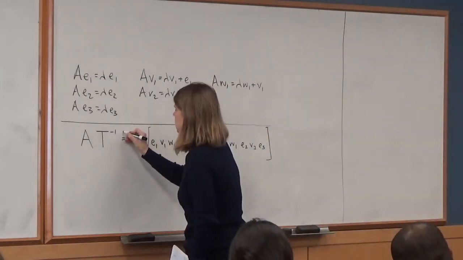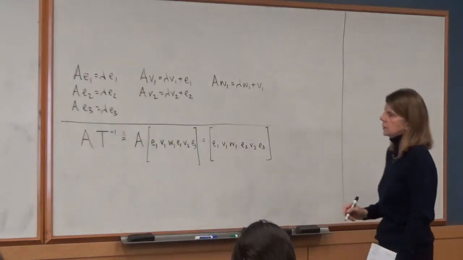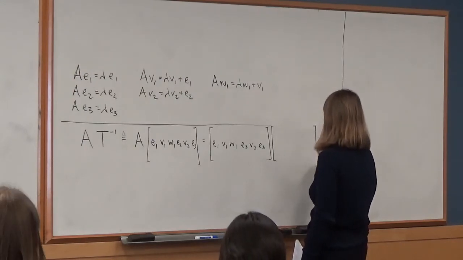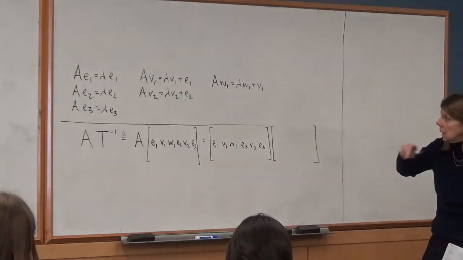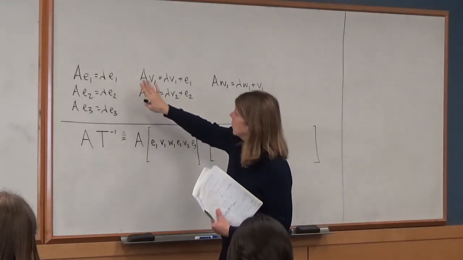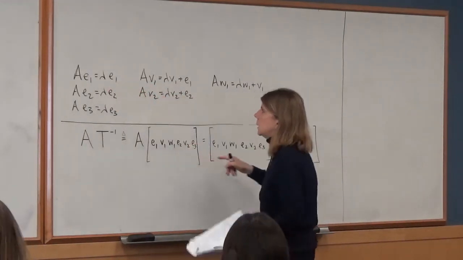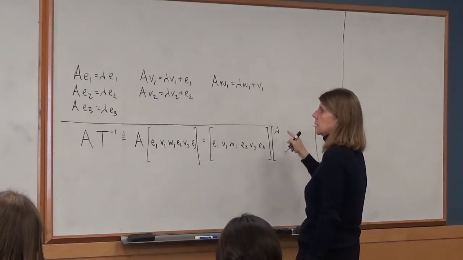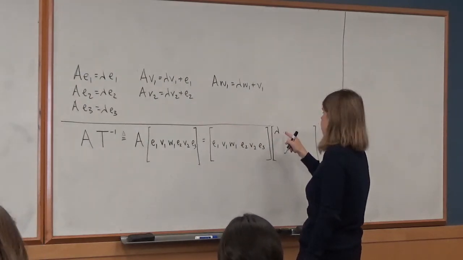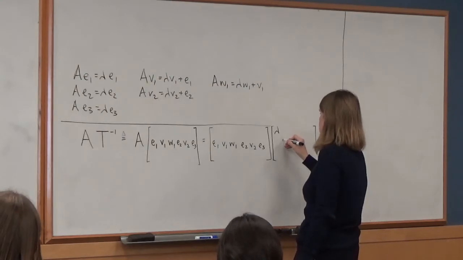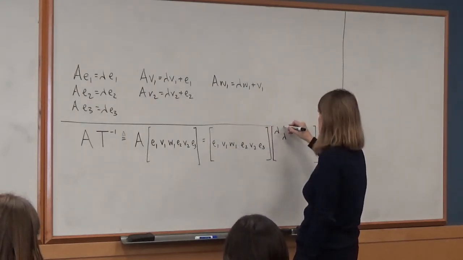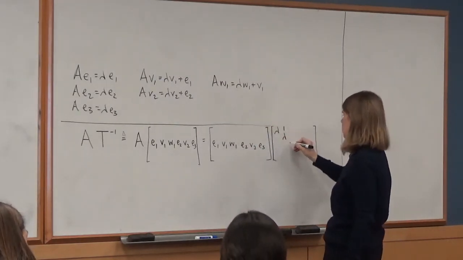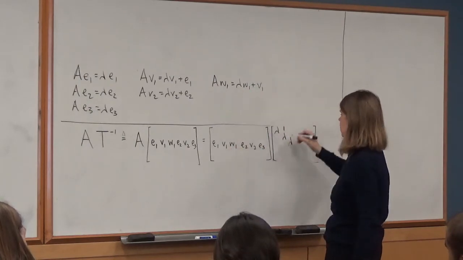So I should put a little "by definition" here because it's by that equation that I'm defining what T inverse is, times a matrix. In the diagonalizable case, this was a diagonal matrix. But now it's not going to be diagonal anymore, but it will be as simple as we can get. So AE1 is equal to lambda E1. So there's going to be a lambda up here. AV1 is equal to lambda V1 plus E1. And AW1 is lambda W1 plus V1.